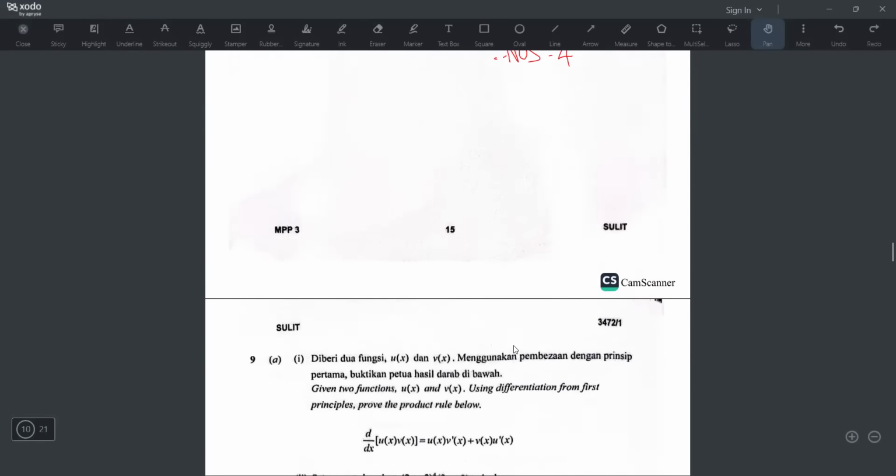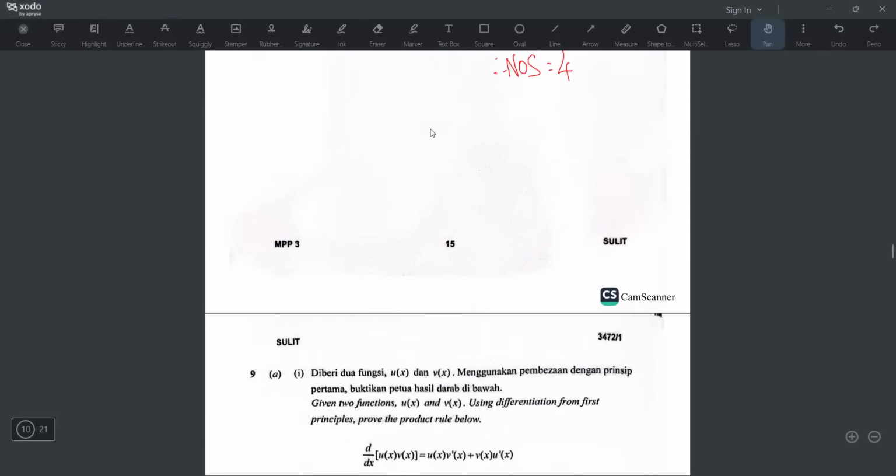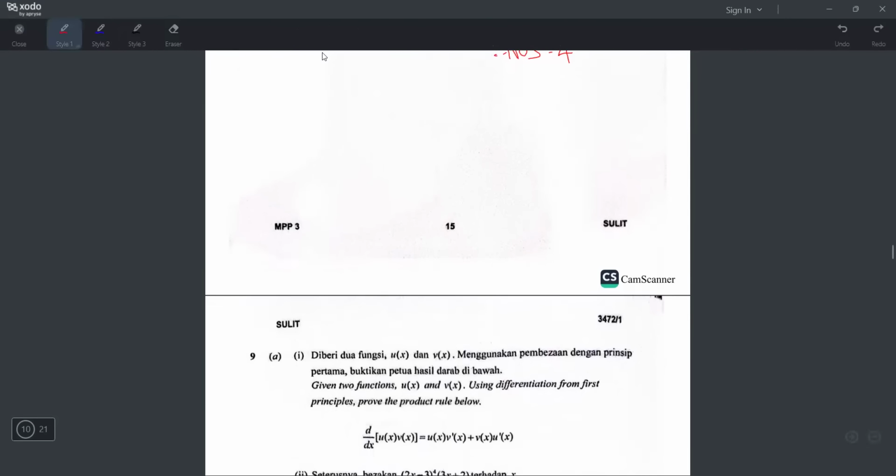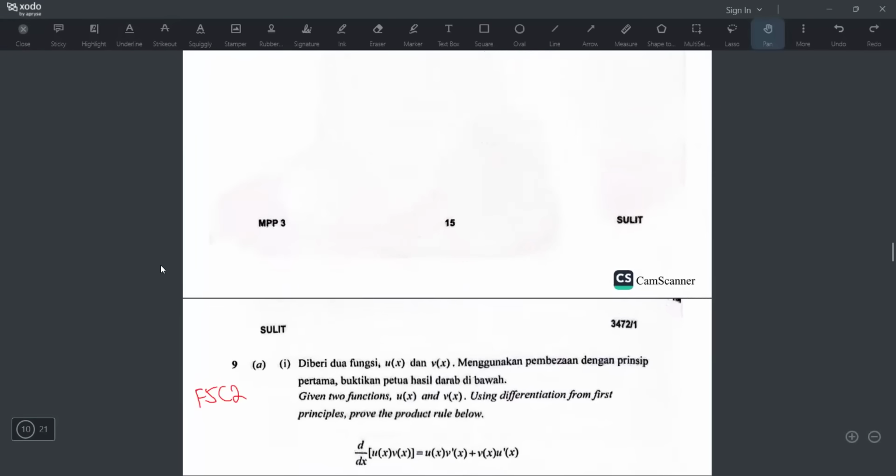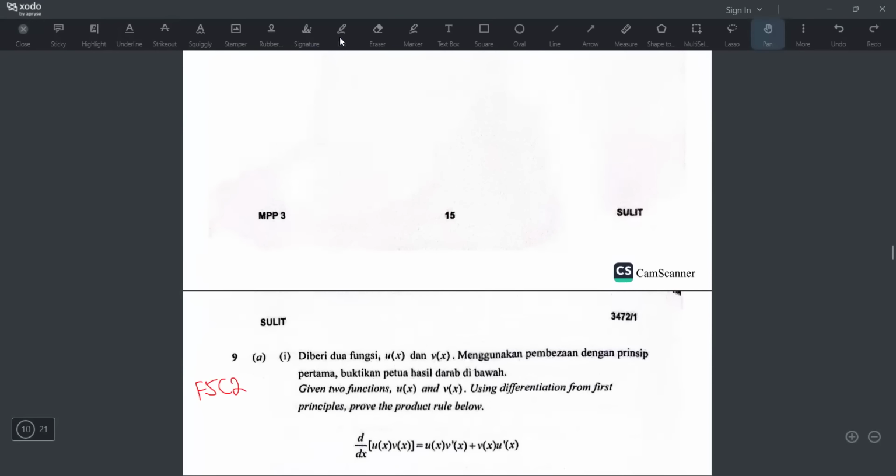Okay, number 9. For this 9a, I will do it up here. Let's write the chapter first. Form 5, chapter 2. I'm going to read the question first. Given two functions u(x) and v(x), using differentiation from first principle, prove the product rule below.